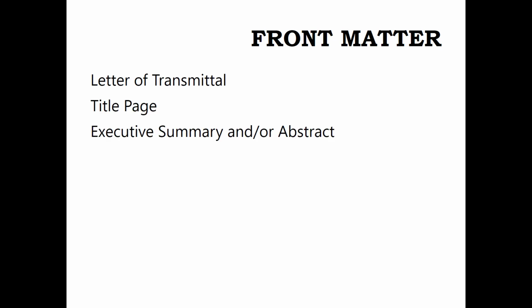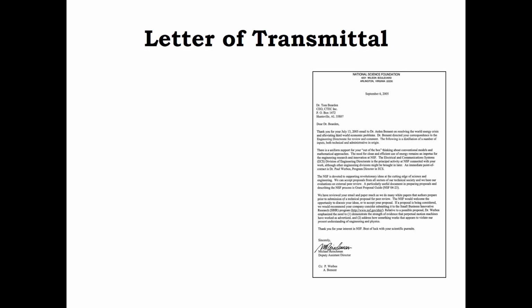Let's talk front matter. The front matter includes such things as the letter of transmittal, the title page, the executive summary and/or abstract, the table of contents, and the table of figures. There are other possibilities for front matter, but these are the most common, and these are the ones we're going to talk about. A letter of transmittal.